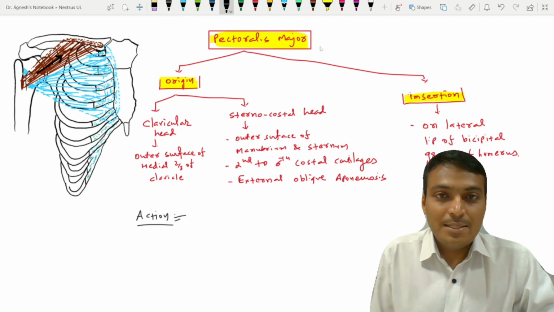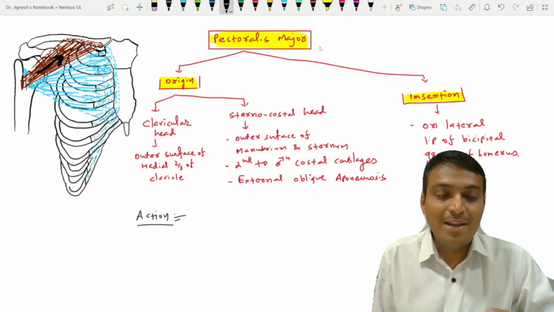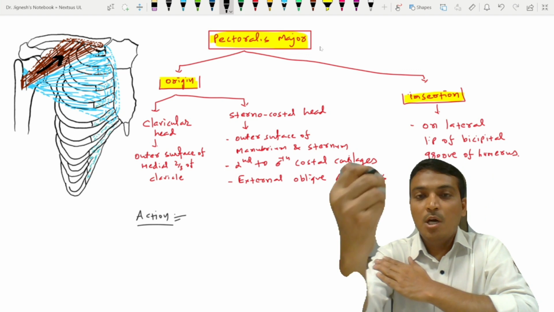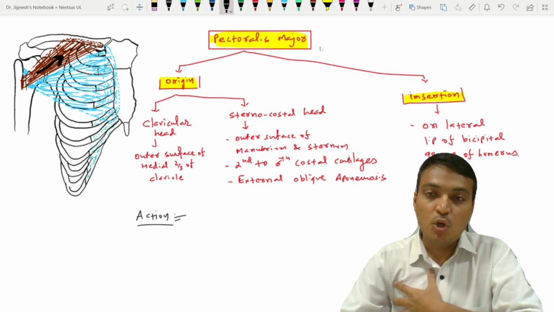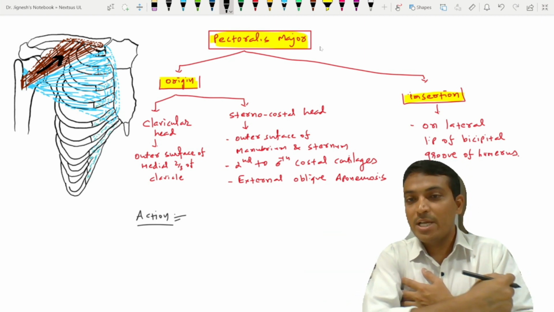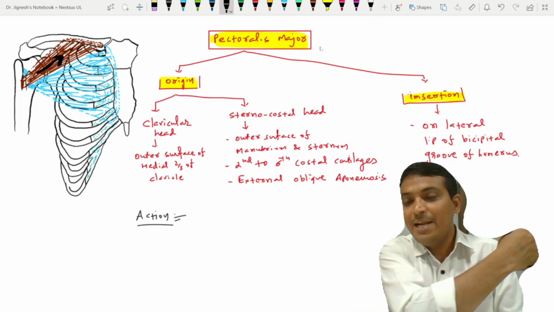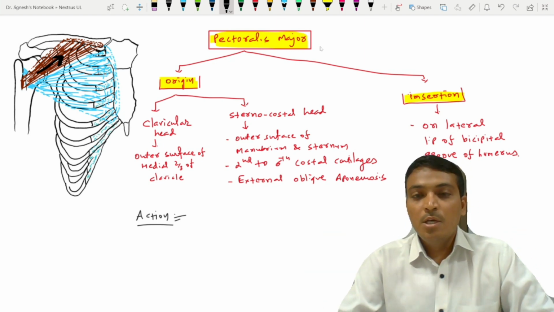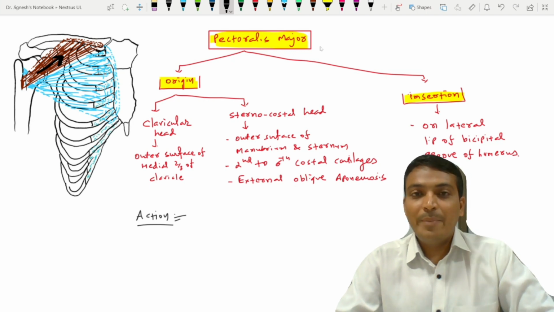When we see the action of this pectoralis major muscle, when the clavicular fibers contract, it will lead to the flexion of the humerus. Along with that, when both the clavicular and the sternocostal fibers contract together, it will lead to the medial rotation of the shoulder joint as well as the adduction of the shoulder joint. So there are three actions of the pectoralis major muscle: flexion, adduction, and medial rotation of the shoulder joint.